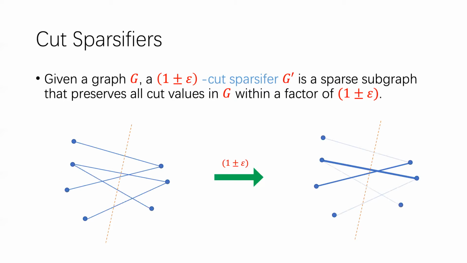So let's look at this example in the picture. In the original graph on the left, the cut contains 5 edges, so the cut size is 5. And in the right-hand side, in the sparsifier, there are only 2 edges across the cut, but their weights are 2 and 3. And thus, the sparsifier preserves the cut size of the original graph.